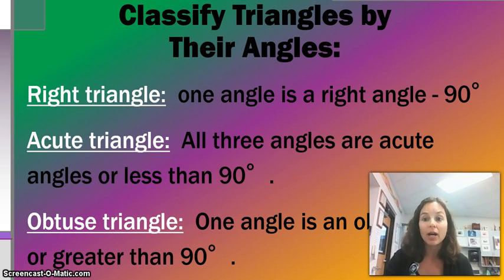But if it has just one right angle, then the whole triangle is a right triangle. If it has all three acute angles, then that makes it an acute triangle. But all three of the angles have to be acute in order for the triangle to be classified as an acute triangle. And then if it's an obtuse triangle, just one of the angles has to be greater than 90 degrees, or a wide angle. Just one, and then the other two will be acute angles. But if it has just one obtuse angle, the whole triangle is considered an obtuse triangle.